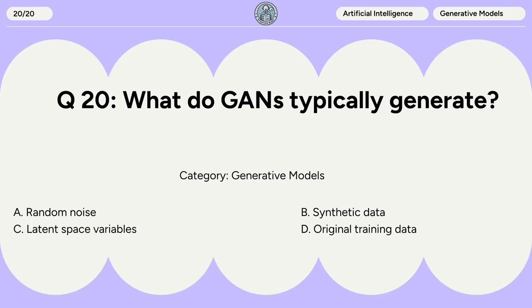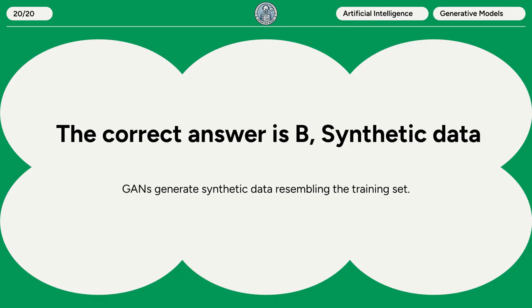Question 20. What do GANs typically generate? A. Random noise. B. Synthetic data. C. Latent space variables. D. Original training data. The correct answer is B. Synthetic data. GANs generate synthetic data resembling the training set.